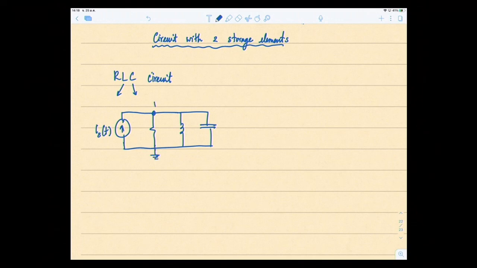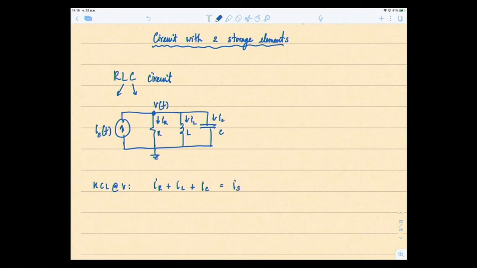This is ground, so there's a voltage drop across all these elements, V, so R, L, and C. The current Is comes out of the source, then it divides into IR, IL and IC through the capacitor. Since we have things in parallel, we write KCL at V: IR plus IL plus IC equal to Is.